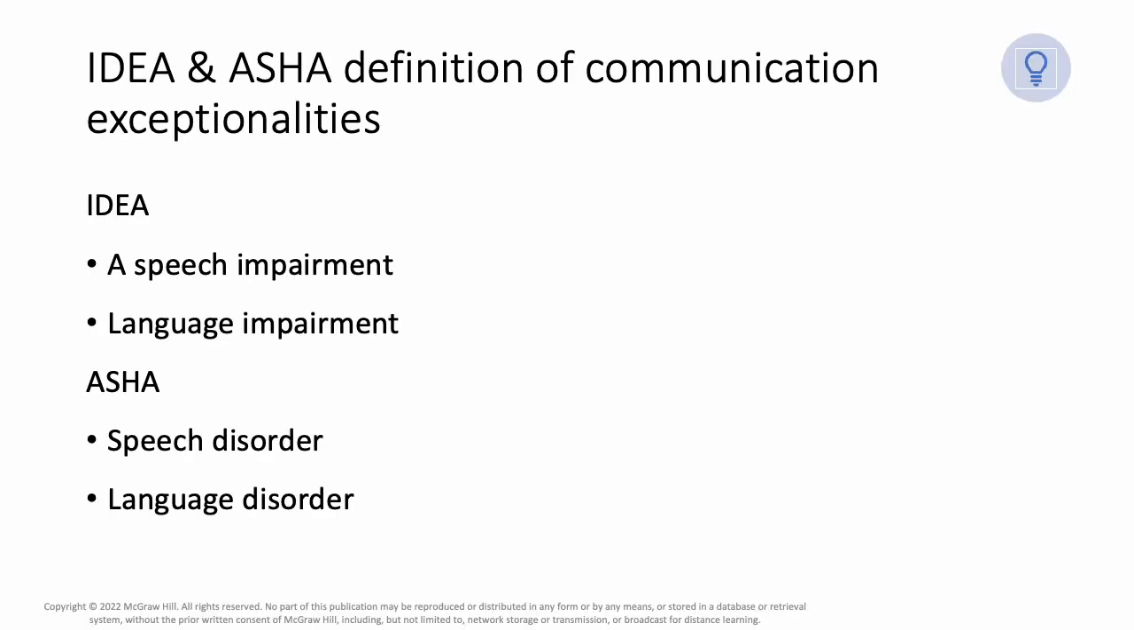A speech or language impairment is regarded as a communication disorder, such as stuttering, impaired articulation, a language impairment, or a voice impairment, adversely affecting a child's educational performance. Now, what is the American Speech-Language-Hearing Association, ASHA, definition of communication disorders? It says a speech disorder is an impairment of speech sound, fluency, or voice articulation.